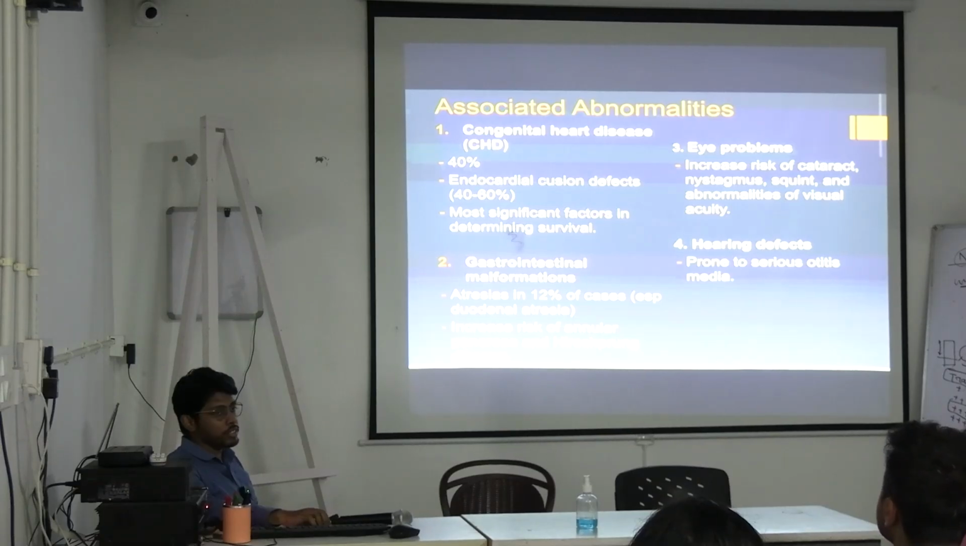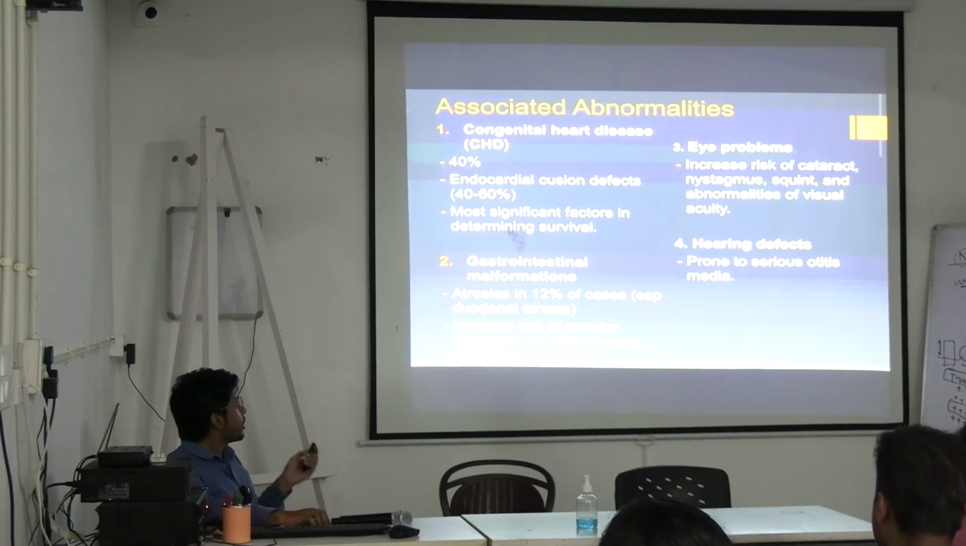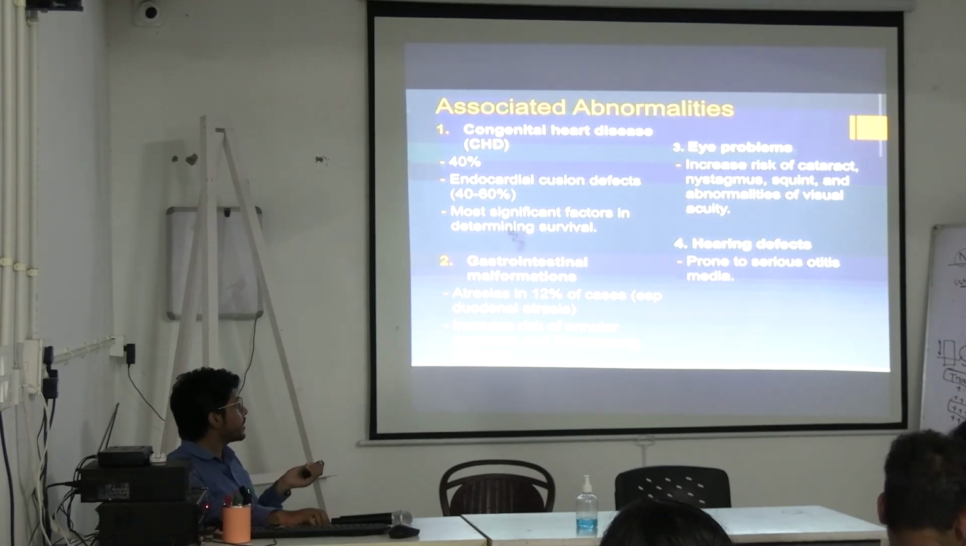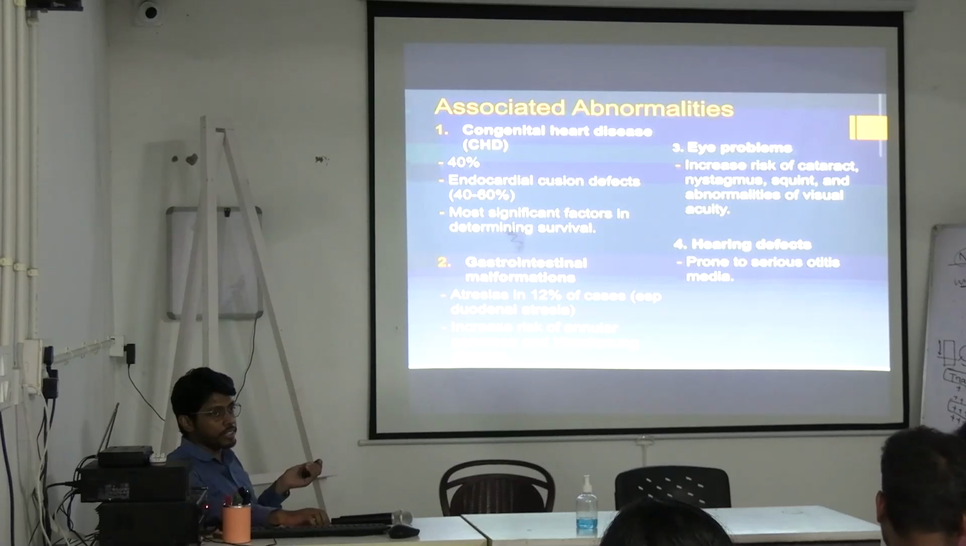Then what are the associated abnormalities? First, congenital heart disease, most common. The defect we will find is endocardial cushion defect. Then GI problems, gastrointestinal, the most common being duodenal atresia. Also there is increased risk of annular pancreas and Hirschsprung disease.